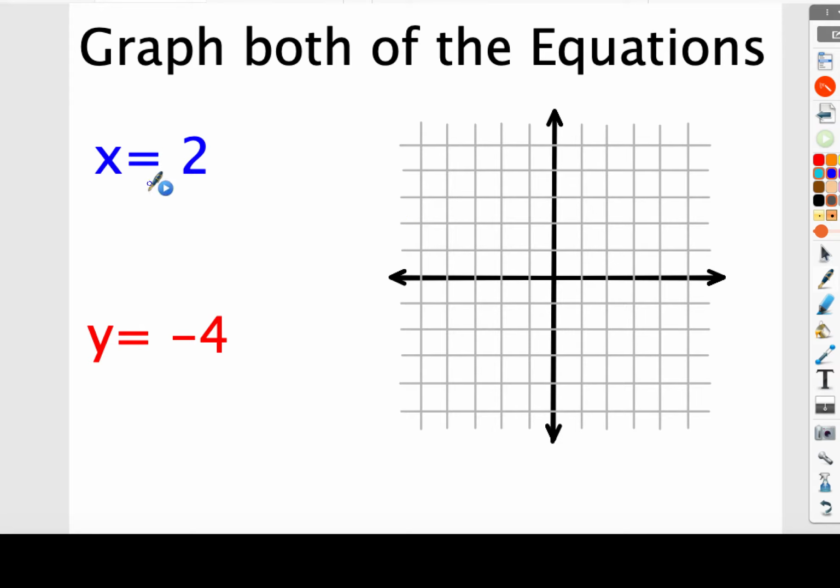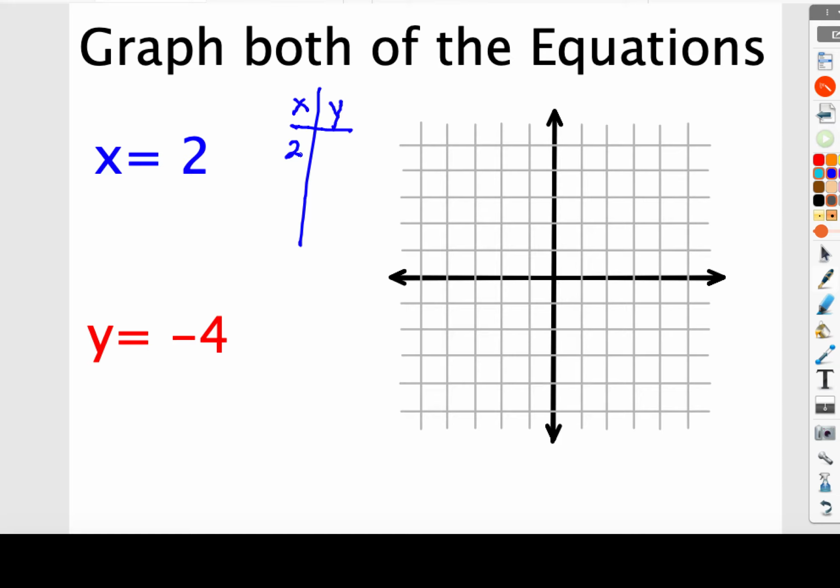What if we wanted to graph these two equations? Now, you might think that's an ordered pair, x being 2, y being -4. But notice it's an equation, not a coordinate. So if I wanted to actually create a table on my screen for the blue line, I have to say that x has to be 2.